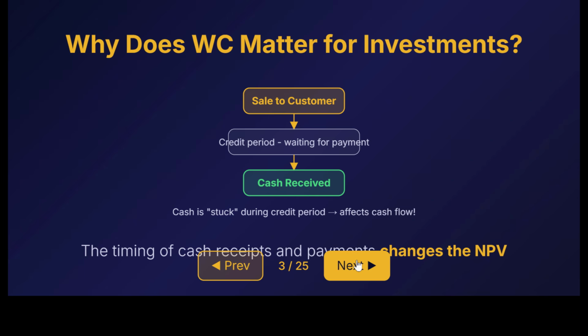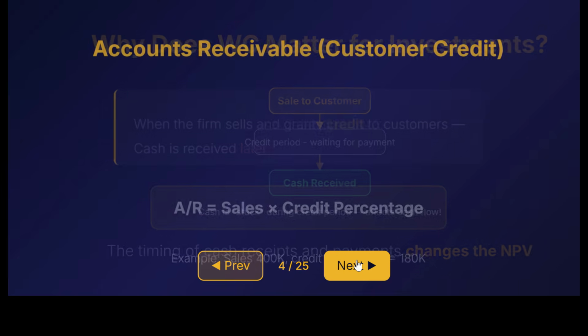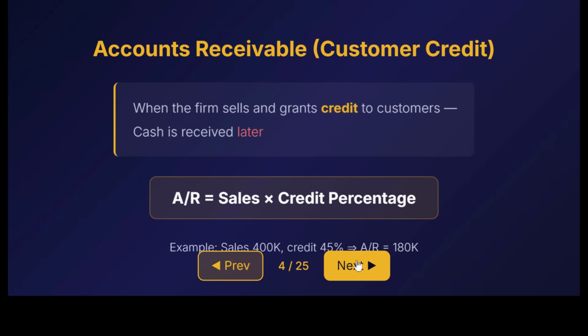Working capital matters because it affects the timing of actual cash flows. A project that appears profitable on paper may tie up large amounts of cash in working capital, reducing its true NPV. Conversely, a business model with negative working capital effectively receives free financing, which improves NPV.